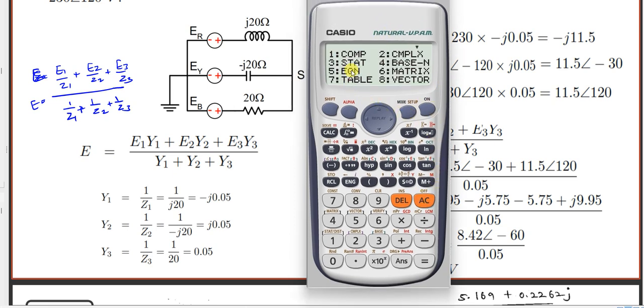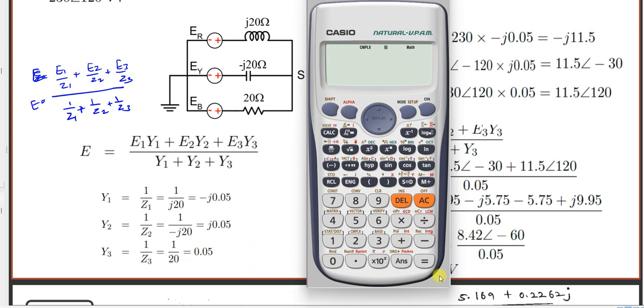Go to complex mode. Mode 2 is complex mode. It should display complex, and this should be in degree. Please remember, this should be in degree D. Sometimes it will be in radians. You have to convert it: go to setup and select degree. This should be in degree because the angles are given in degrees.